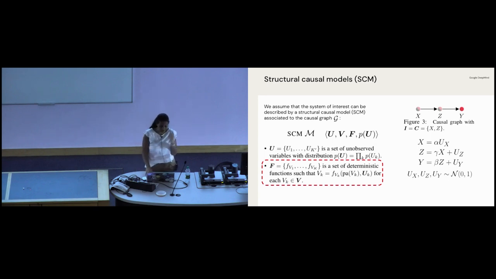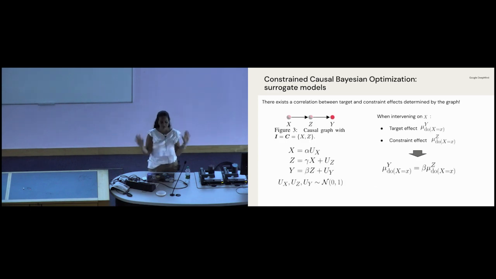But in this setting, if everything was linear and you were doing an intervention on x, then you can see that there is a target effect, and for x there is a constraint on z, which is mu of z, and you can show that the expected value of y under the intervention is just beta times the expected value of z. So obviously the correlation is not going to be as simple in a nonlinear model, but there is some sort of information that we can share by modeling the correlation between these functions.